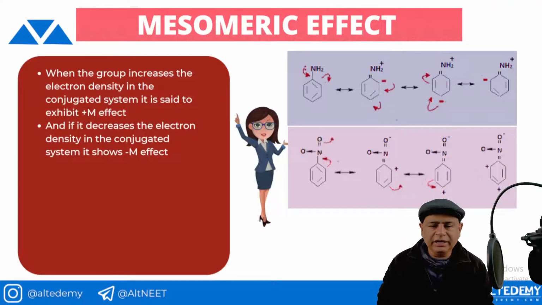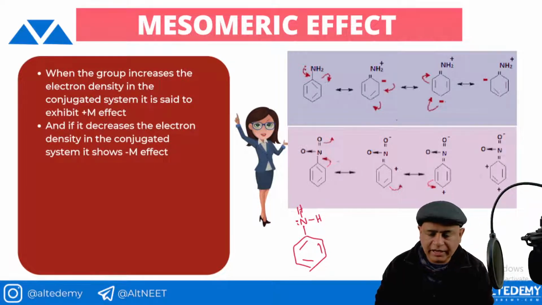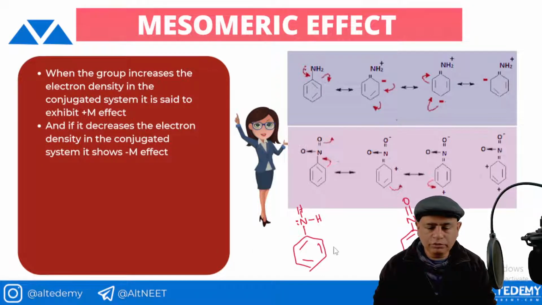Let us try to understand. I have taken two examples. In one case, I have taken a benzene ring, as you know, generally represented like this, and we have a system that is NH2. Here a lone pair of electrons is present. And I am taking another system also connected with the benzene ring, and here we have taken NO2.